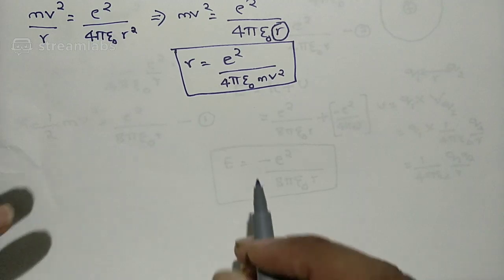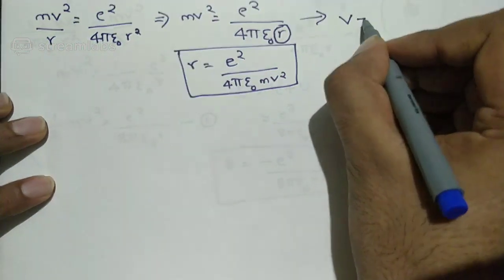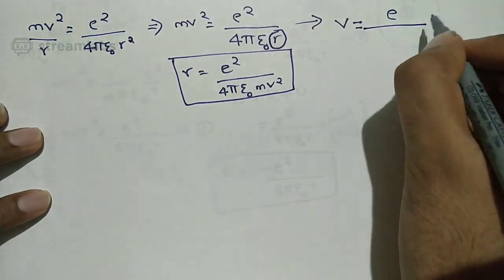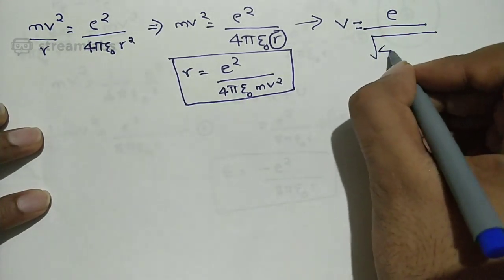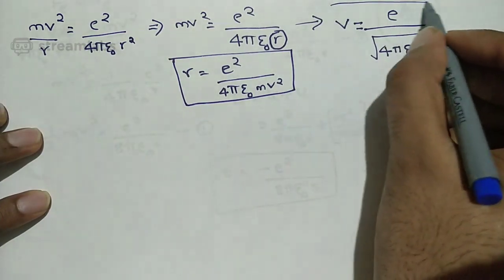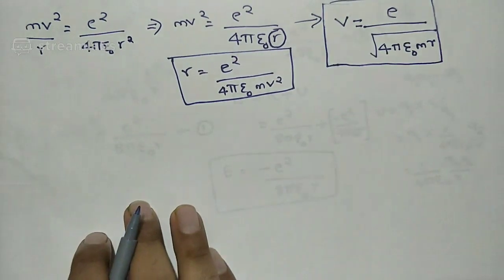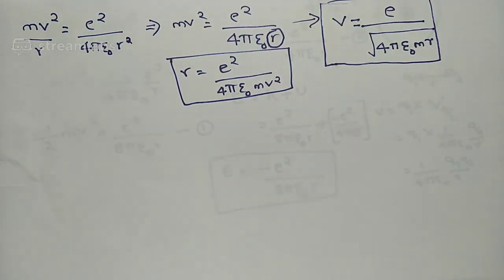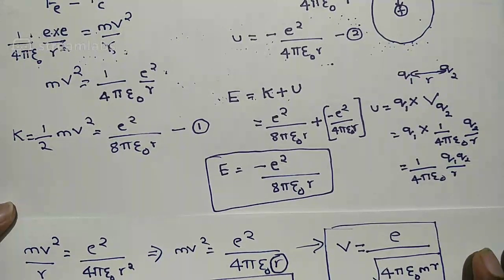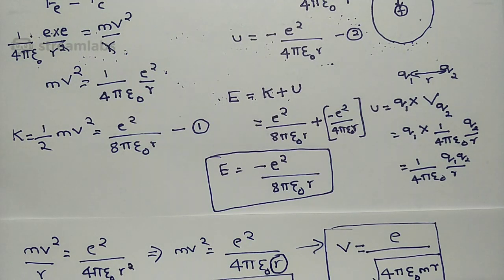As I mentioned, you can find the expression for velocity also from this. So velocity of the electron is equal to, you bring m here and take the square root, e by root of 4 pi epsilon naught m r. So that is the expression for velocity of the electron in its orbit. So these are the ideas given by Rutherford. He gave the structure of the atom, the energy of the electron in the orbit, and also the expression for radius and velocity of the electron in the orbit.